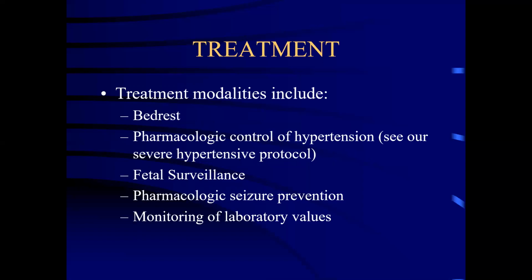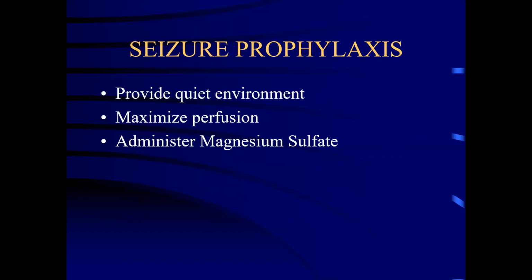Things that you may do for this patient is have them on bed rest, depending on the severity of their disease, and control their hypertension with meds. This is done prenatally, intranatally, and postnatally as well, when these patients present in hospital, and we'll see our severe hypertensive protocol for that. Fetal surveillance, so we can see how their baby's doing and if their baby's struggling in respect to the changes going on in her body. Seizure prevention, and then lab monitoring.